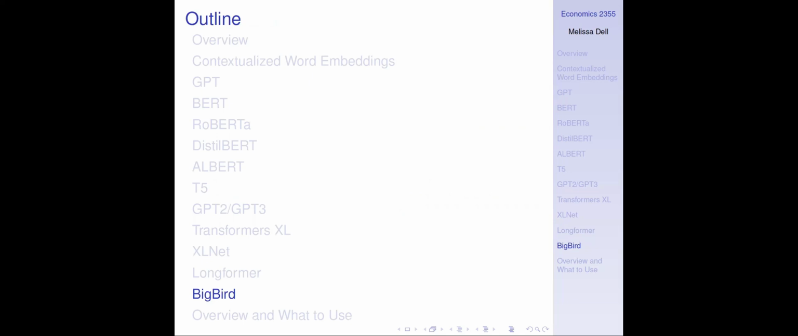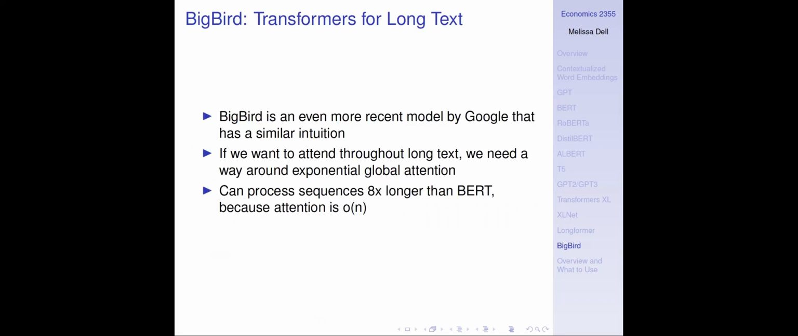And there's also a recent model which seems to beat out Longformer on some of the long sequence tasks. This model is called Big Bird. It's a recent innovation by Google. It has a similar intuition to Longformer, but they tweak it in a way that seems to do a bit better.